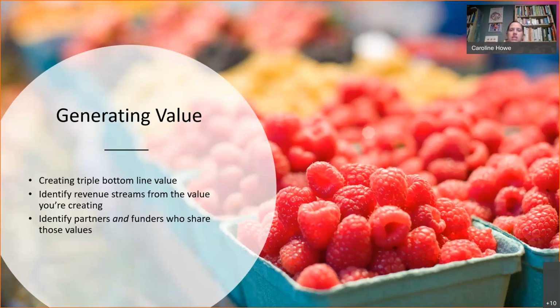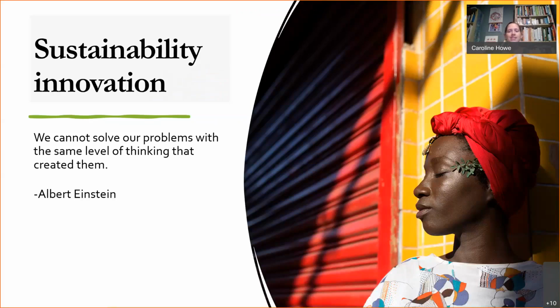The importance in thinking in this way is because we cannot solve our problems with the same level of thinking that created them. So when we're looking at what are the solutions to these sustainability problems, we need to be thinking creatively about those partnerships, about ways that we're creating value both for the environment and for the community and for the economy in an equitable way.